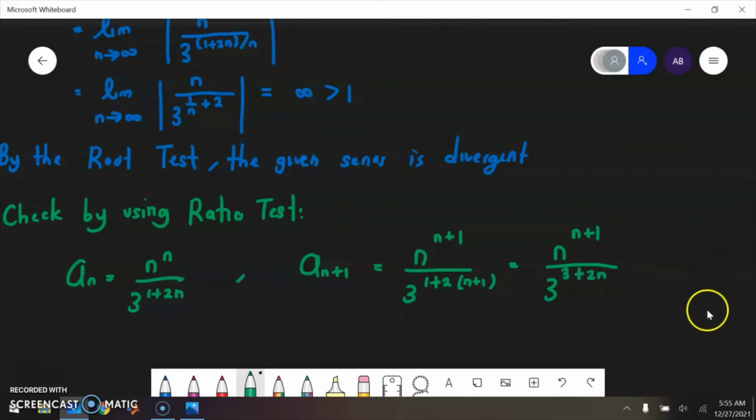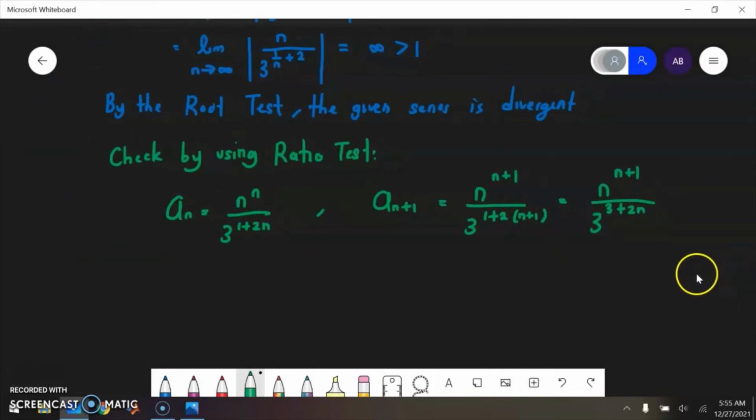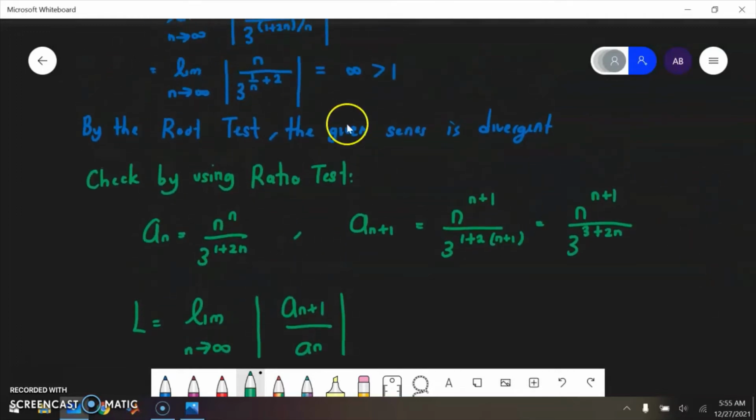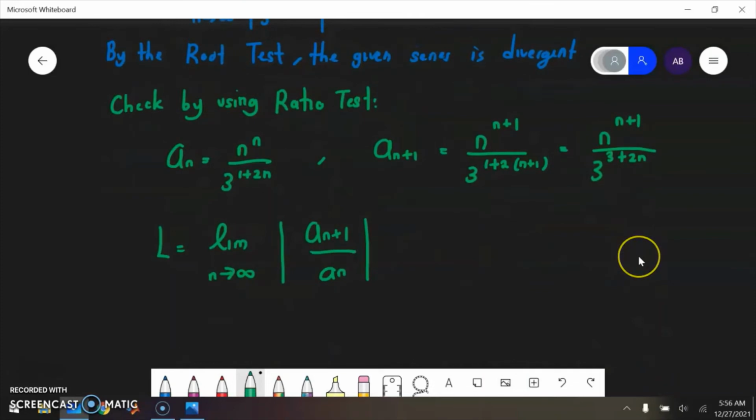Now what you're going to do is apply the ratio test, right? So the ratio test here means L equals the limit as n approaches infinity of the absolute value of a_(n+1) over a_n. Now, I forgot to mention that since this is divergent, that's okay. But since for both tests you have the absolute value symbol here, if you happen to get convergent for any of the tests, you will write it as absolutely convergent. Okay, but let's not worry about it now.